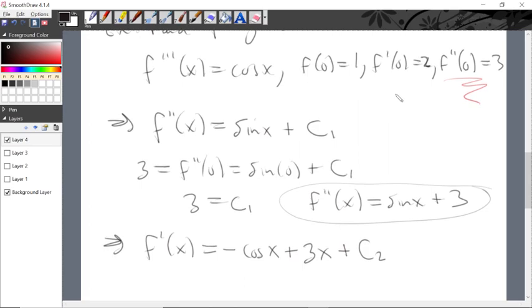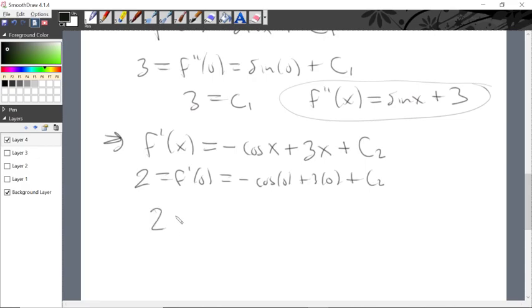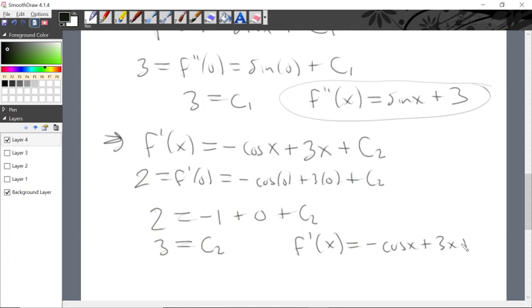How do we find c2? We were given this condition. f prime of 0 is equal to 2. So 2 is equal to f prime of 0. Plug in 0 for x, we get negative cosine of 0 plus 3 times 0 plus c2. And now we can solve for c2. The cosine of 0 is 1, so we have 2 equals negative 1, and then plus 0 plus c2. Add 1 to the other side, we get 3 is equal to c2. So therefore, our particular f prime of x function is negative cosine x plus 3x plus 3.